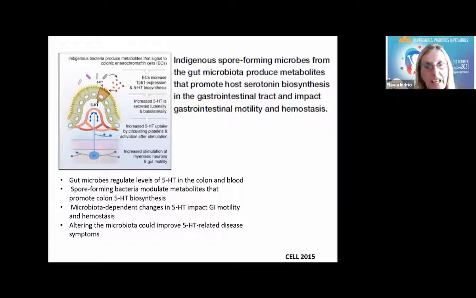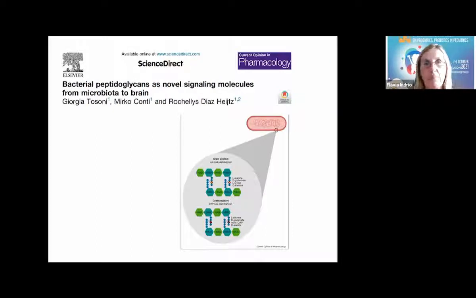And what about the connection of gut-brain communication? This is a recent paper by Rochellys Diaz, who works at the Karolinska Institute. Her group found new molecules called bacterial peptidoglycans that travel through the blood from the intestine to the brain. So they affect not only the maturation and functioning of the enteric nerve cells, but also the brain cells. So mood and behavior, intestine and gut. Gut feeling, as we also say.